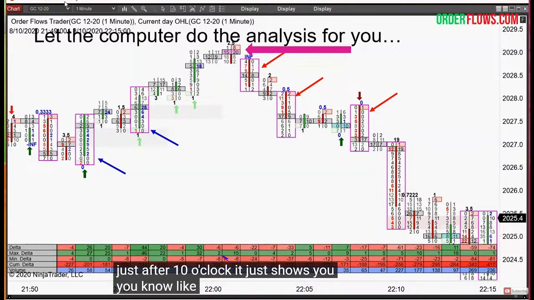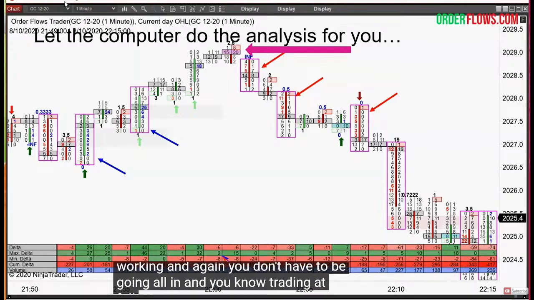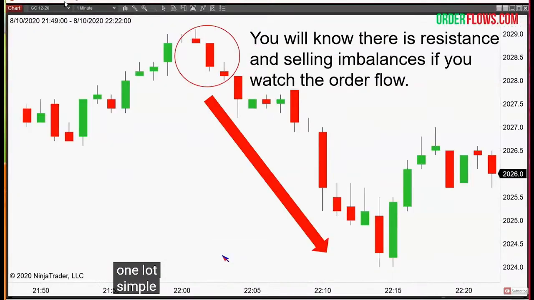Okay? It just shows you, like I say, it's a great time for traders because there's liquidity around the clock. You can trade a lot of these markets in the evening time, even if you're working. And again, you don't have to be going all in and trading at full margin. You open an account with $2,000, you just trade one lot. Simple.